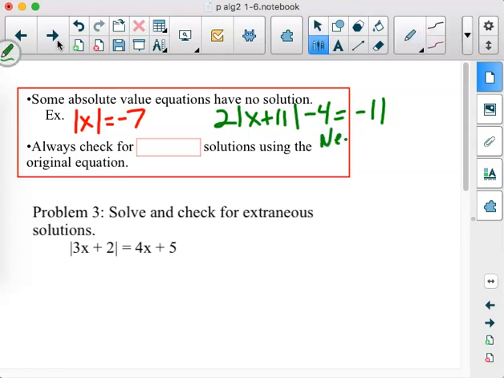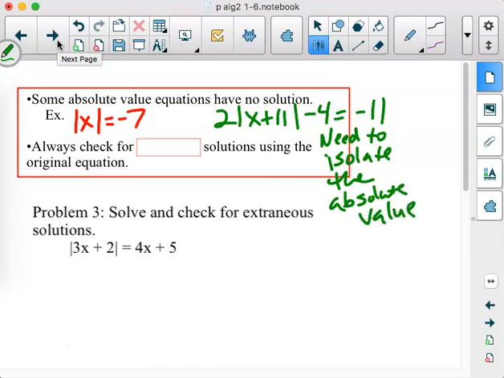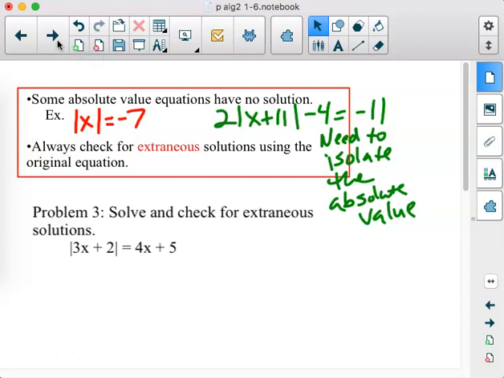So this is not guaranteed. You need to isolate the absolute value. That's how you're going to know. If it says the absolute value of blah, blah, blah equals, and there's a negative number over there, nope. That's why we always check, fancy name for those false solutions, extraneous solutions, using that original equation. Go right back to the very beginning, because if we did anything wrong, we're going to catch it.